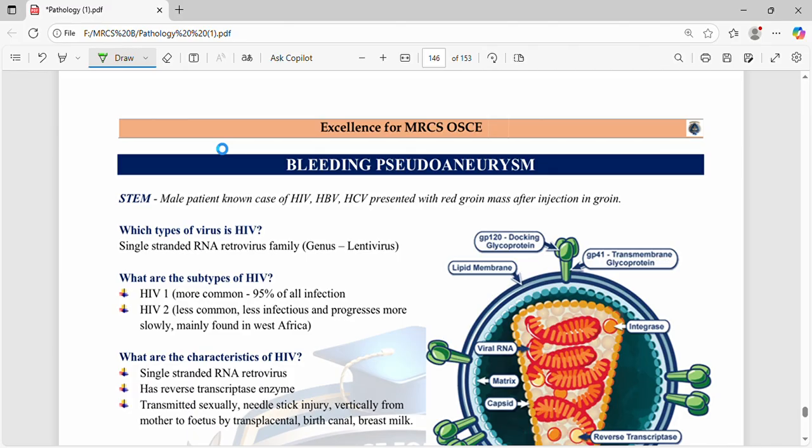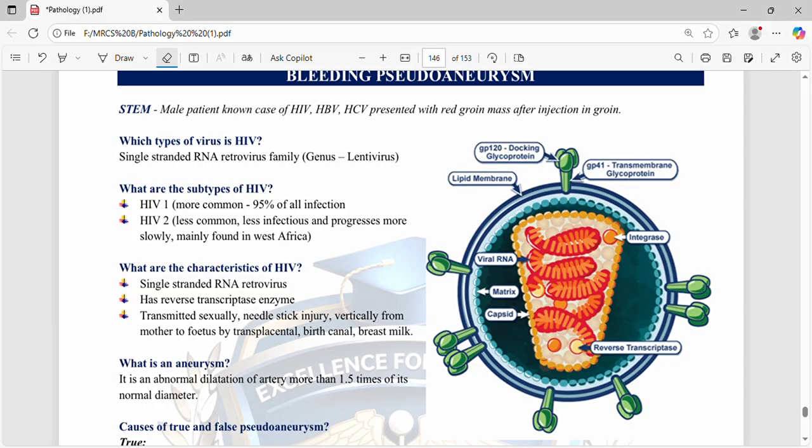What are the characteristics of HIV? It is a single-stranded RNA retrovirus that has the reverse transcriptase enzyme. It is transmitted sexually, by needle stick injury, and vertically from mother to fetus by transplacental route, birth canal, and breast milk.